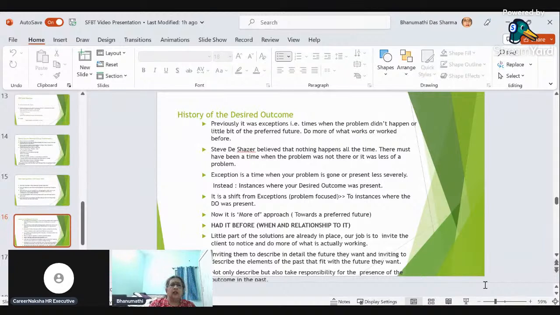Now, this is the history of the desired outcome. Let me give you 2 or 3 examples of how to ask about the desired outcome. Suppose a client says he wants to be happy, that is his desired outcome. Then we can ask, can you tell me about the time when you were happy, or about the time when happiness was present in your life in the past? And they will tell. And then you can say, what was your relationship to it? What did you notice?